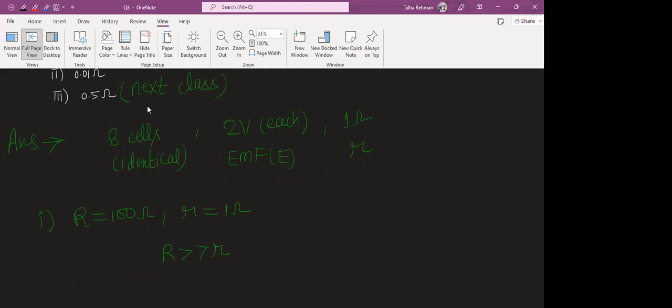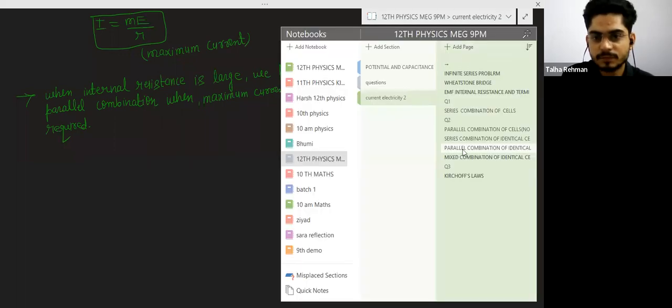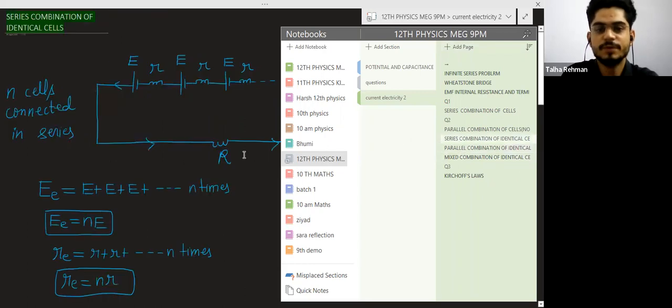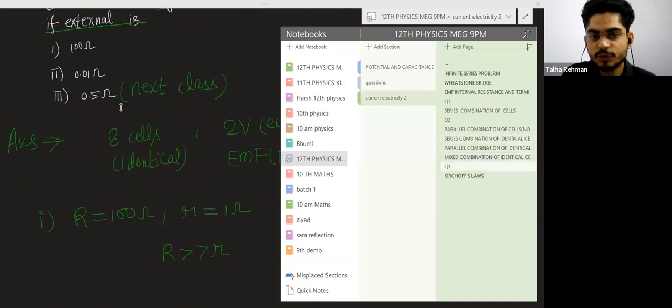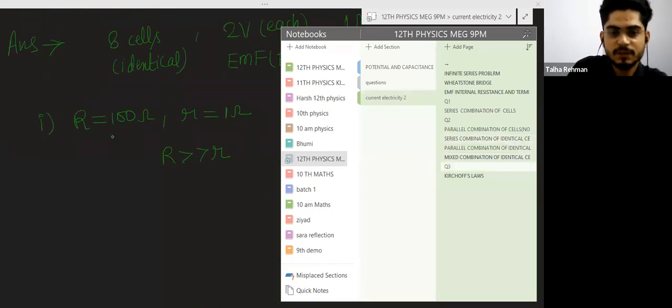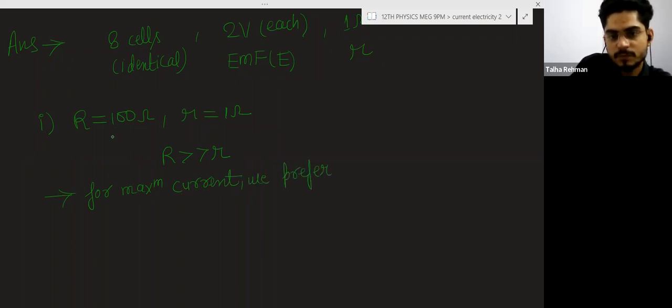Yes. So for the maximum current in the circuit, if the external resistance R is large, then we will prefer series combination. So what you will do there? You will connect the cells in the series combination. So here we will say, for maximum current, we prefer series combination.